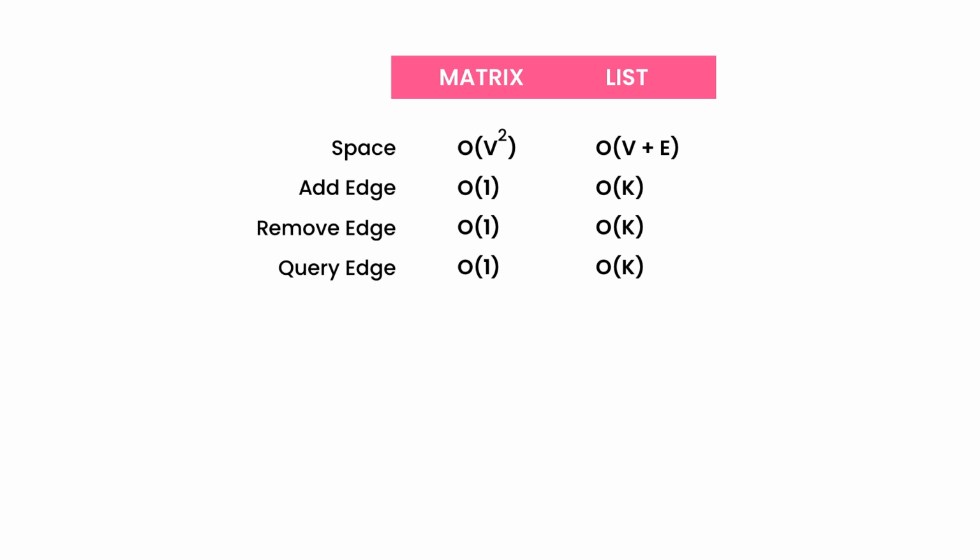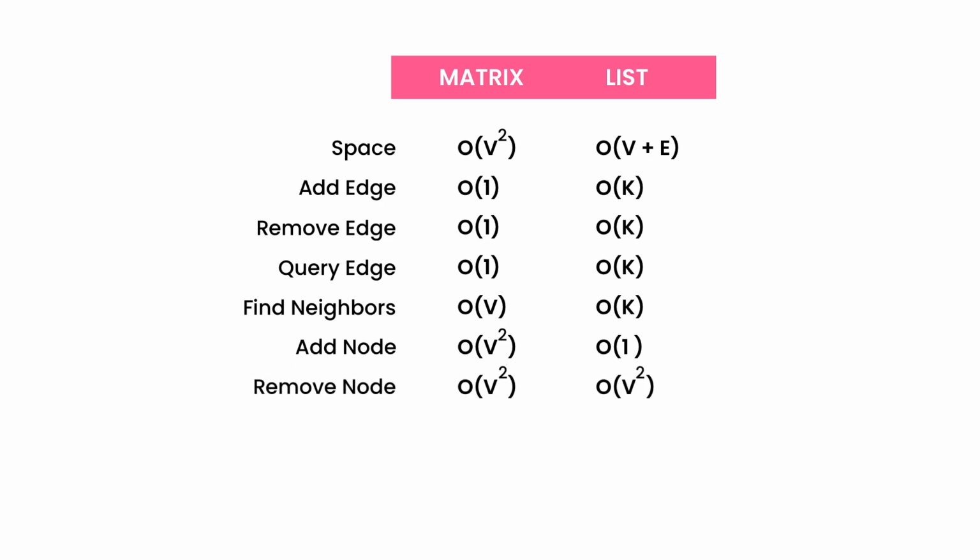When using a list, this is dependent on the number of neighbors of a given node. Finding neighbors, however, is faster when we use a list. We don't have to check every node in our graph to find the neighbors of a given node. Also, adding a node is super fast when we use a list. We don't have to recreate a two-dimensional array and copy items around. Removing a node runs in quadratic time in both solutions, so it doesn't really matter.